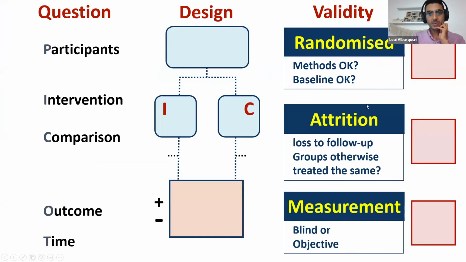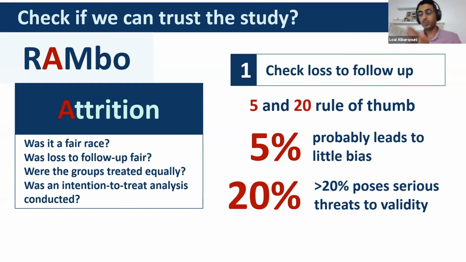Okay, so we finished with the randomization. I would say there is no major red flag that I can see here, so that will be checked. The second one is loss to follow-up. If there are a lot of people lost to follow-up during the duration of the study, the rule of thumb is 5 and 20. Under 5% probably leads to a little bit of bias, so under 5% is perfect, good. Between 5 and 20 is acceptable. But more than 20% poses a serious threat to the validity of the results.